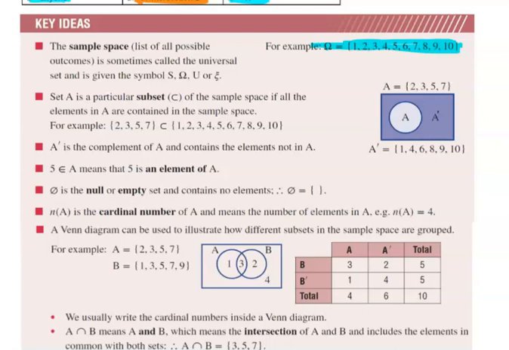Set A is a particular subset, so it's like a C that's a little bit elongated to the left of the sample space, if all of the elements in A are contained in the sample set. So for example, the 2, the 3, the 5, and the 7 are all contained within our sample space, using the same example throughout all these dot points. So 2, 3, 5, and 7 are all a subset of our sample space.